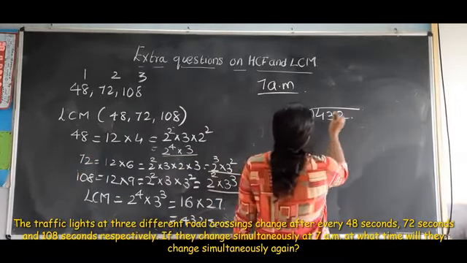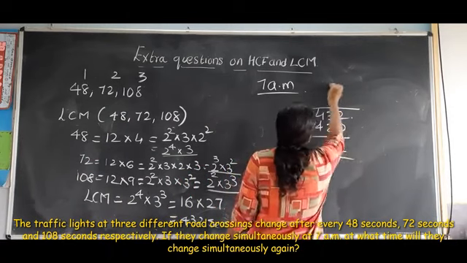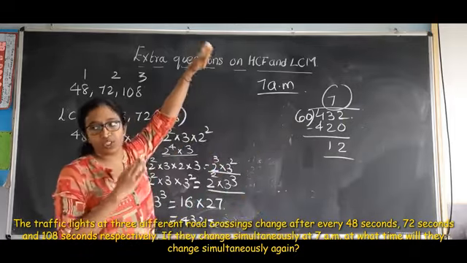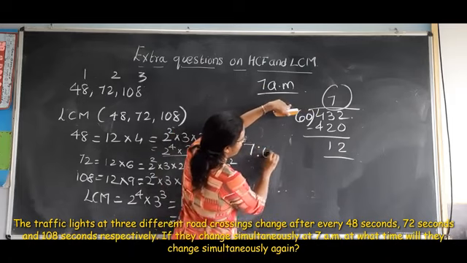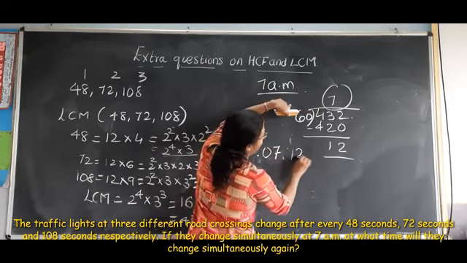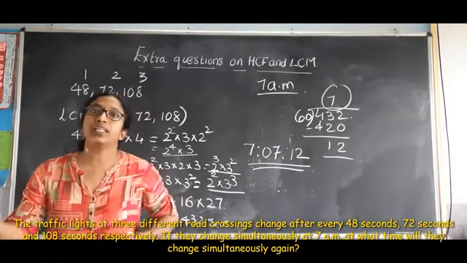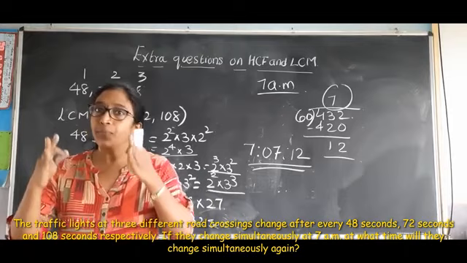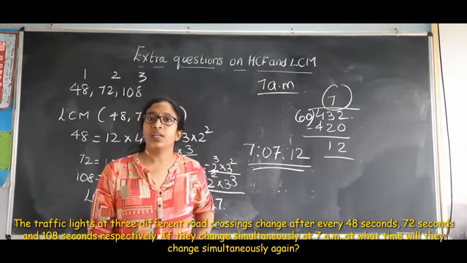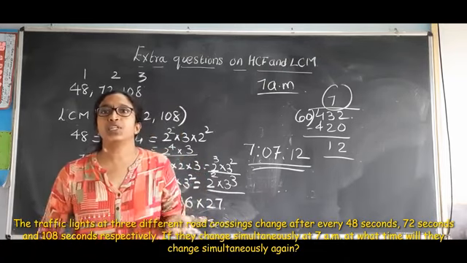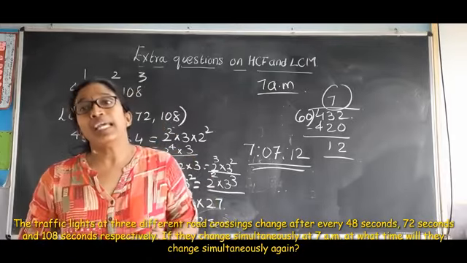So 432 divided by 60 gives 7 minutes and 12 seconds. So 7 a.m. they have already changed. Next time they will change together at 7 hours, 7 minutes and 12 seconds. I hope this type of questions are very, very important, right? And you have already learned this in lower classes, just a brush up. I hope that logic you have understood. So now you will be able to interpret whether you have to take HCF or LCM.